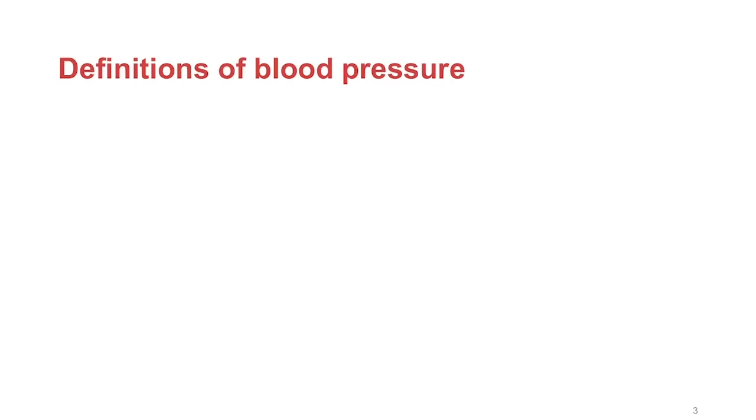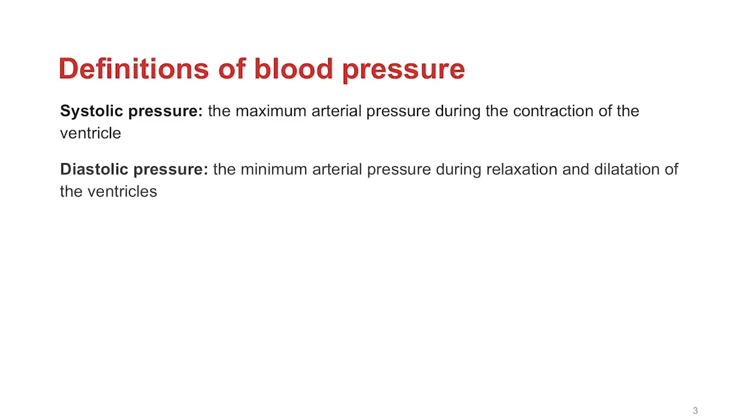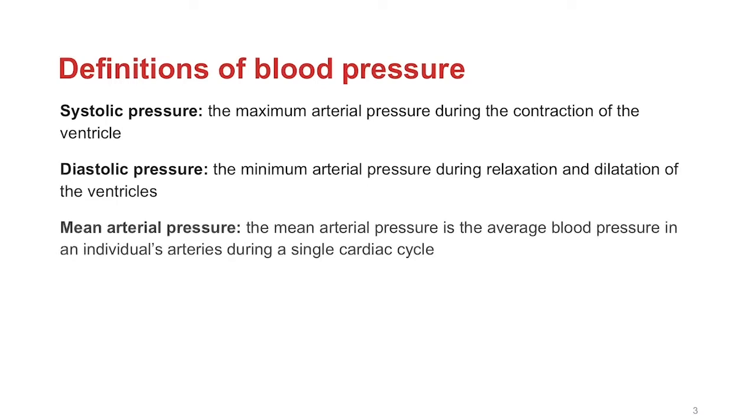As blood is pumped from the left ventricle into the aorta, pressure is generated, and this pressure in the aorta, the blood pressure, can be described as either the systolic pressure, which is the maximum arterial pressure during the contraction of the ventricle, the diastolic pressure, being the minimum arterial pressure during relaxation and dilatation of the ventricles, or the mean arterial pressure, which is the average blood pressure in an individual during a single cardiac cycle.